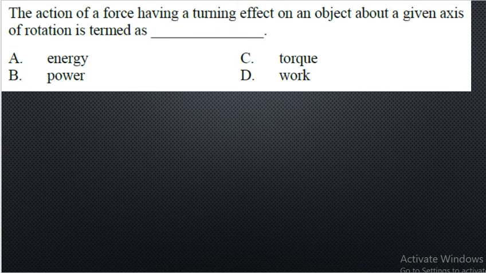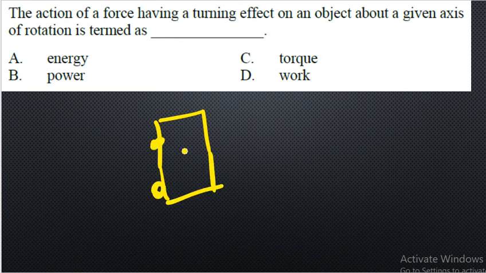The next question, the action of force having turning effect on an object about a given axis of rotation is termed as. This is also a definition. You can consider the door in your classroom or wherever. It will be fixed at some point. So when you want to open it, you are going to apply force at this point. When you apply a force, this door will move forward and backward about the fixed position.